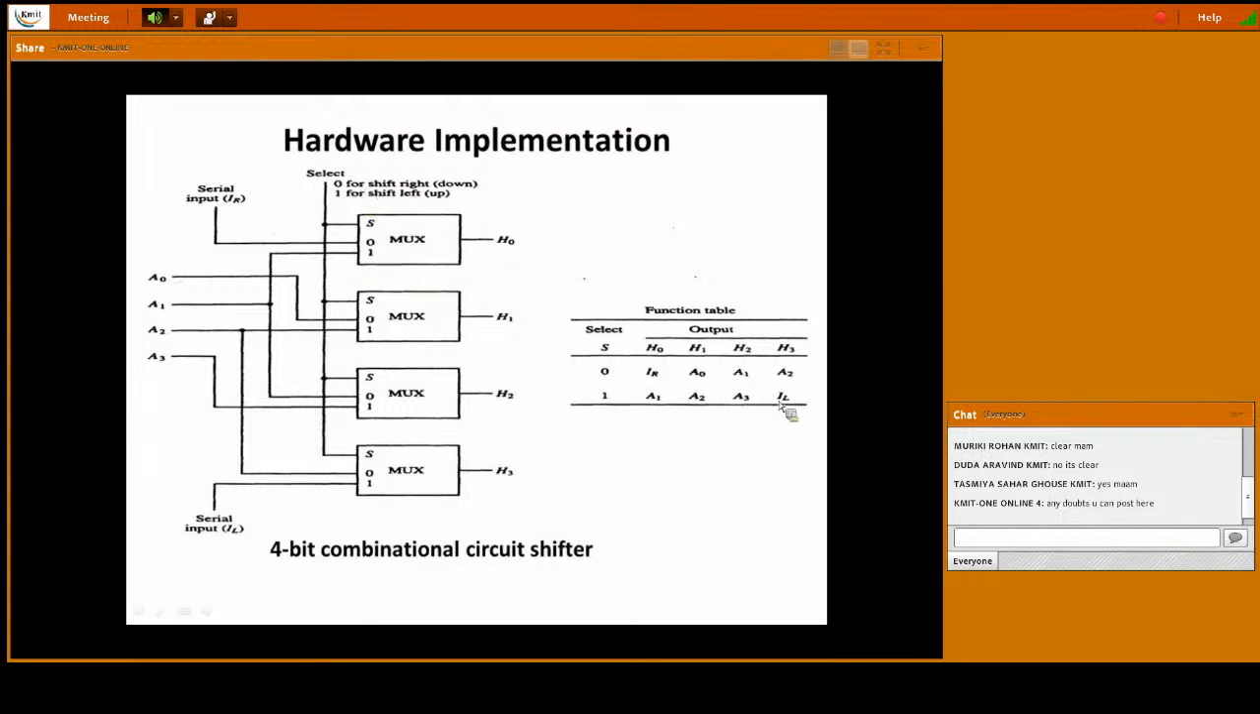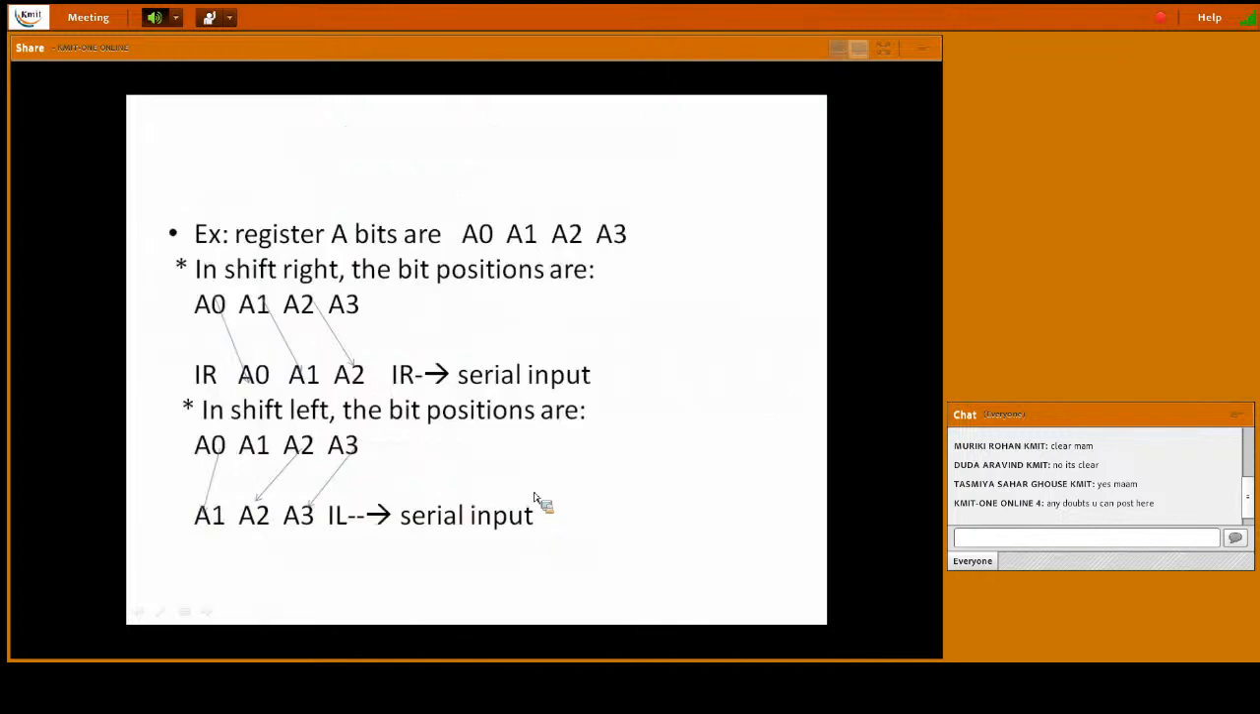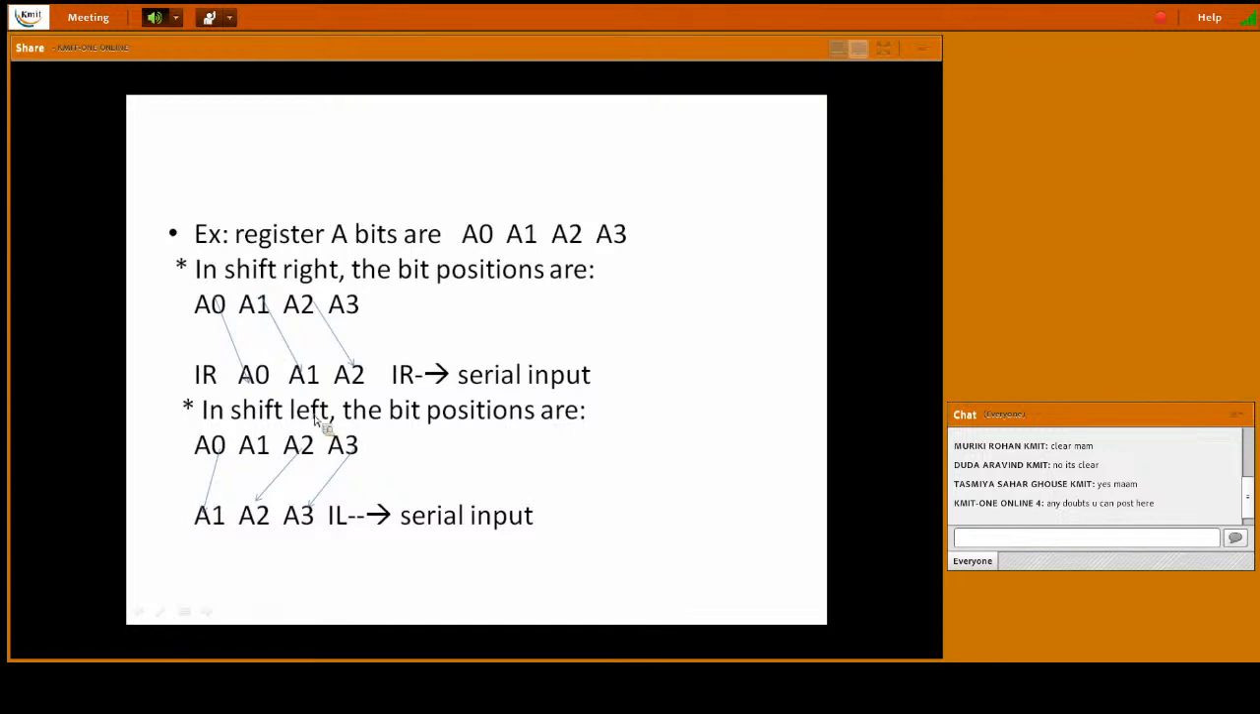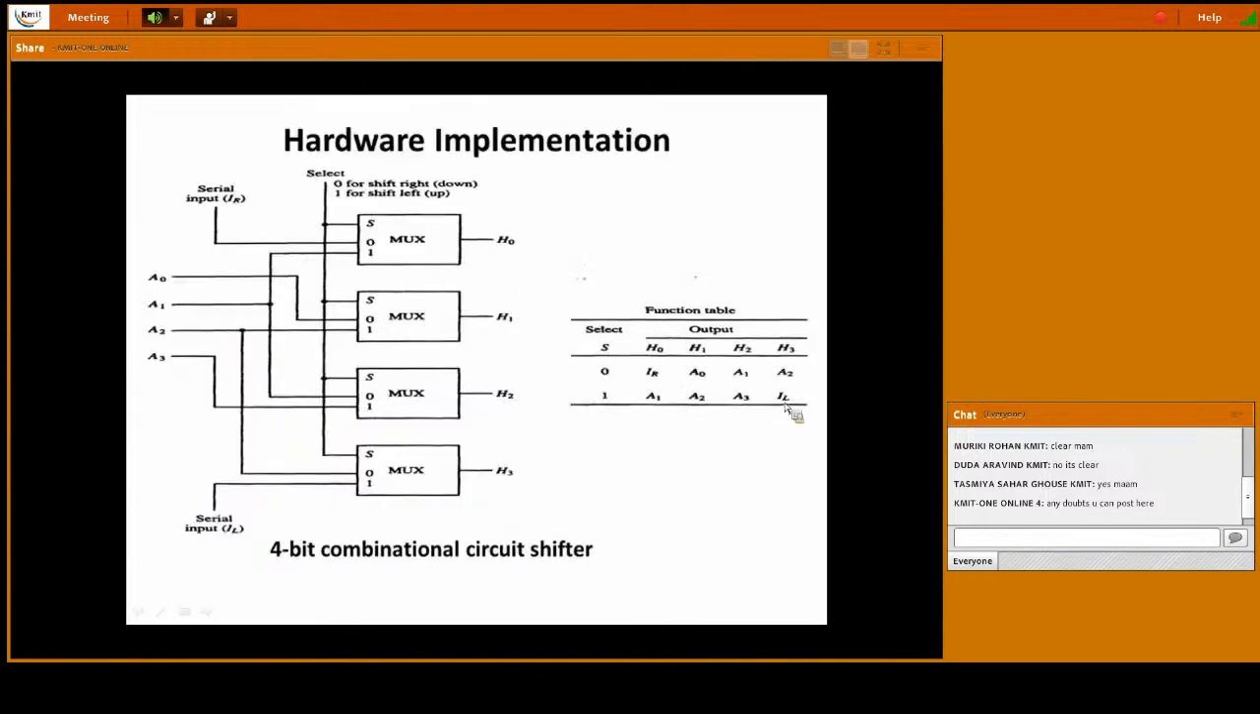Now when you see this truth table, whenever S is 0, it represents a right shift operation. In case of a right shift operation, the register bits A0, A1, A2, A3 will become IR, A0, A1, A2. Similarly, whenever the value of S is equal to 1, it represents a left shift micro operation. And whenever you perform a left shift, the register bits become A1, A2, A3 and IL.